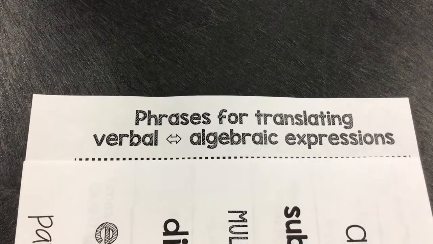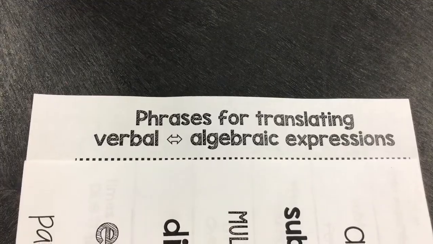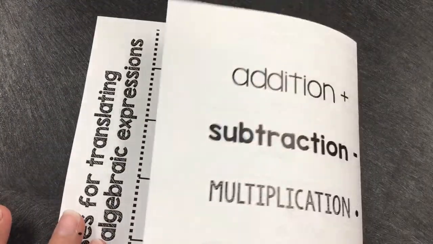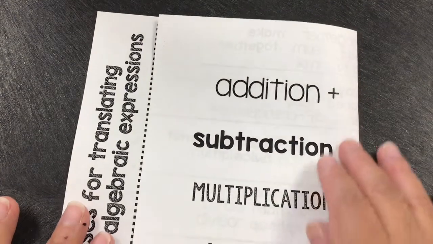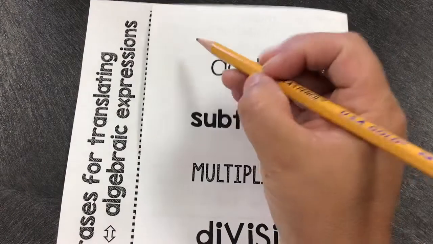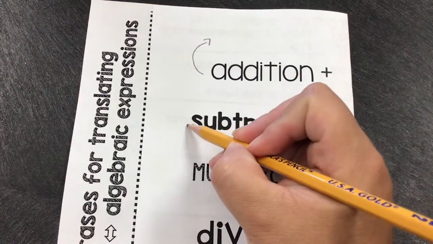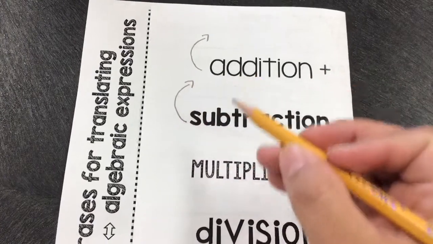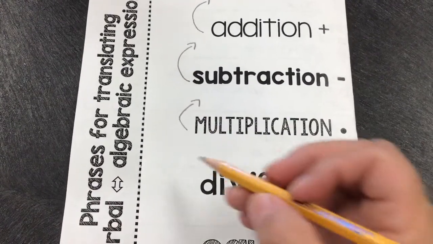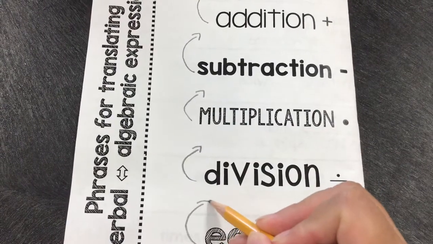Okay. What we're doing today is phrases for translating verbal and algebraic expressions. If you open your paper this way and you fold it down like this, you should have it like this. I kind of messed up on the spacing, so that means that addition is supposed to go over here. Subtraction is supposed to go over here. Multiplication, I just messed it up. I printed it a little wrong. And so on.